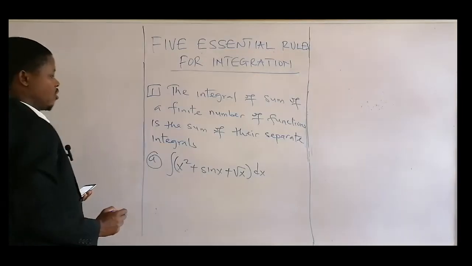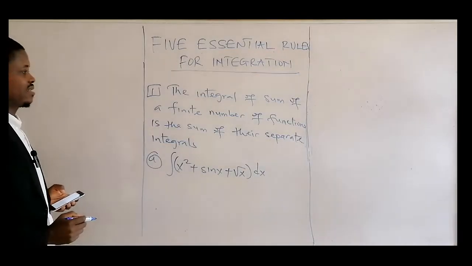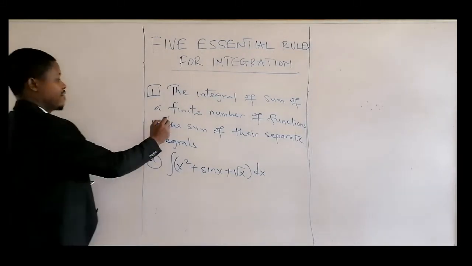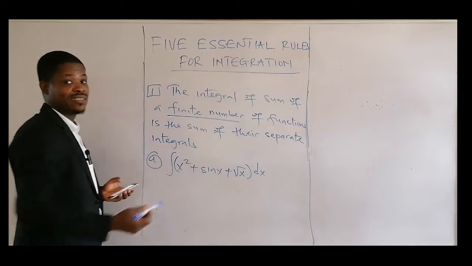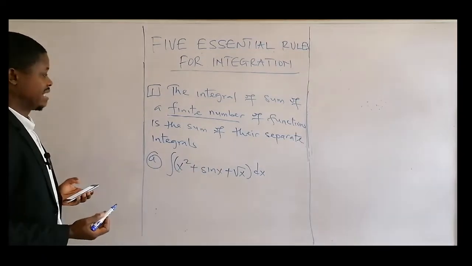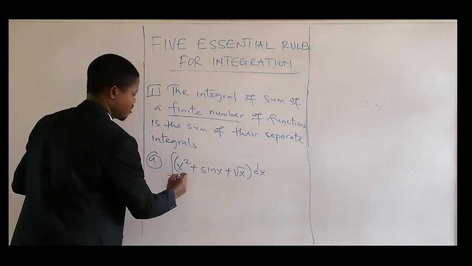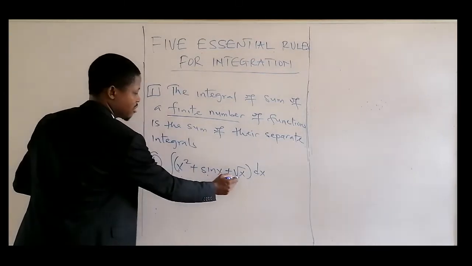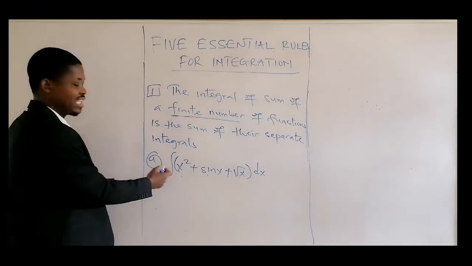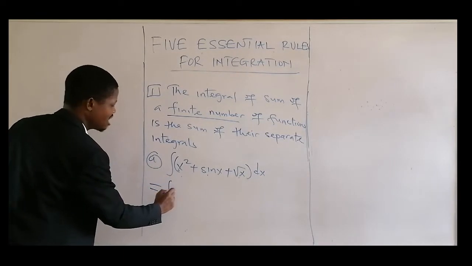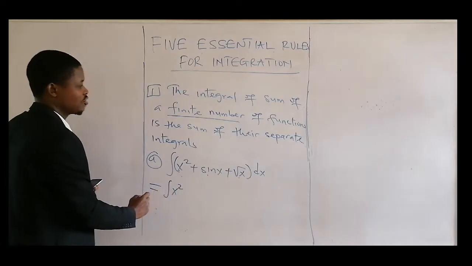What the rule is saying is that when you have a sum of a finite number of functions, okay, of some of these functions, this one plus this one plus this one, all enclosed under integration, what it means is that it will be the integral of each of the functions.